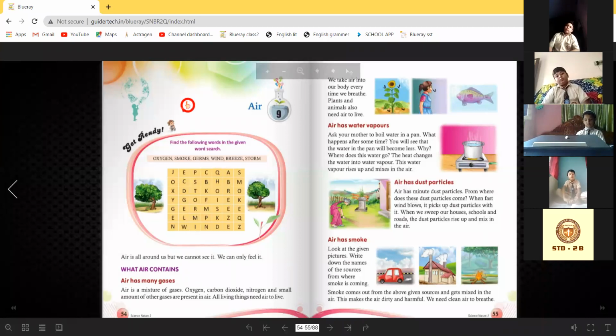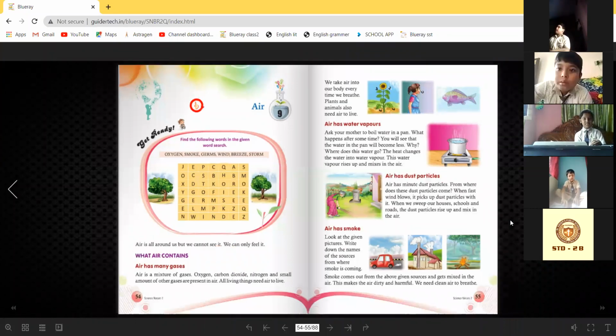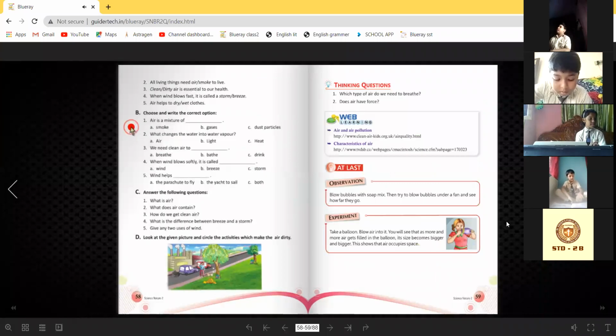Yes, Spandan. Ma'am, can I tell question number two? Yes, say, what does air contain? Air is a mixture of gases. Oxygen, carbon dioxide, nitrogen, and a small amount of other gases are present in air. Okay, very good.